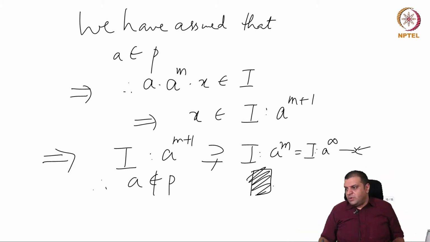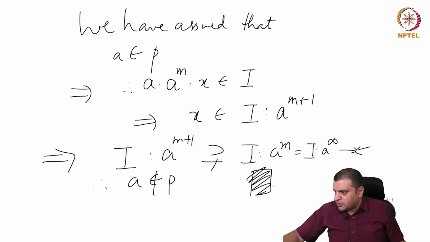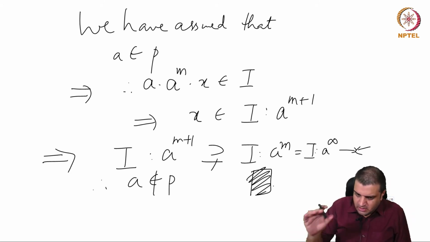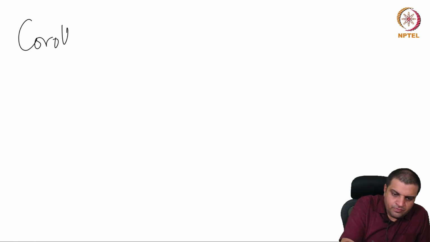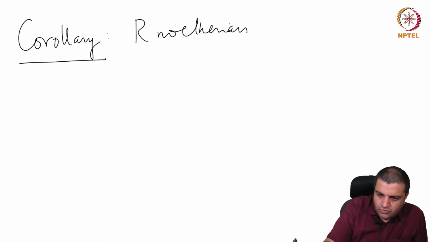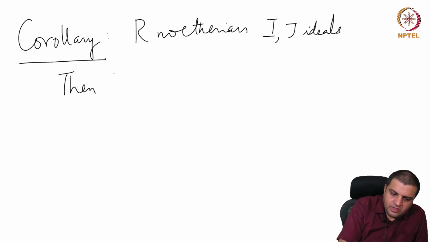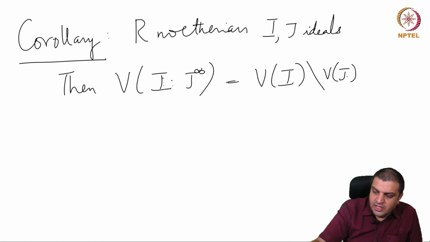So this gives us a way to incrementally determine associated primes of an ideal by looking at saturations. Okay, so one more proposition. This is mostly to reinterpret all these things in terms of the geometry coming from Nullstellensatz. Again, R Noetherian, I and J ideals. Then V of I colon J saturation is V of I minus V of J closure.